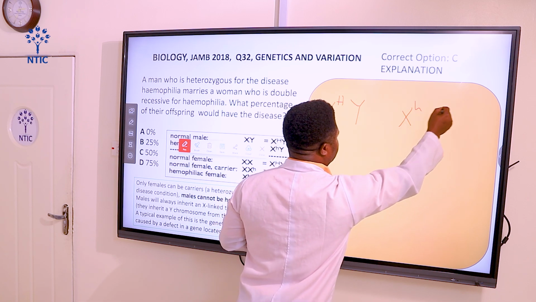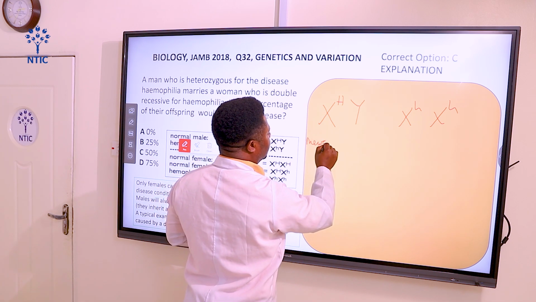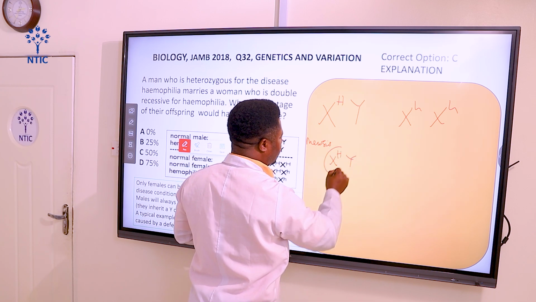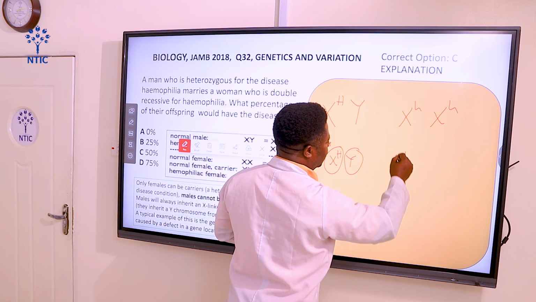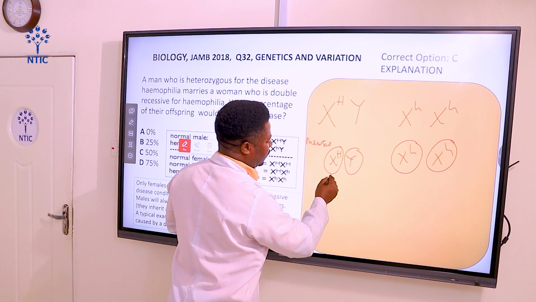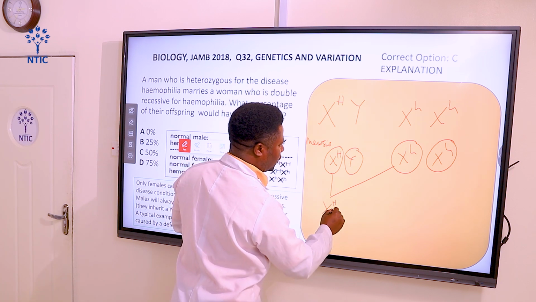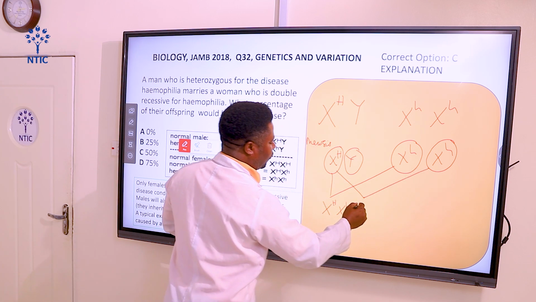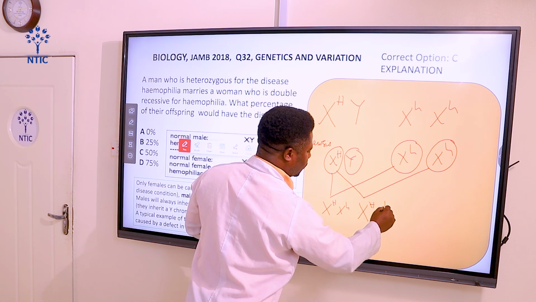Now, after meiosis, you're going to have separation of this. Of course, meiosis is going to separate the two alleles. You have these two. Now let's see the crossing. This and this, this and this, you have it in this ratio. Then we're done with this.